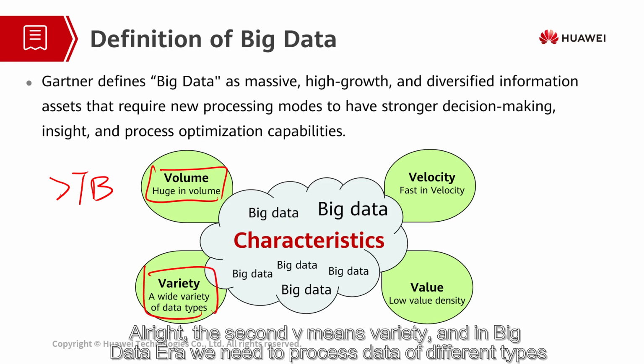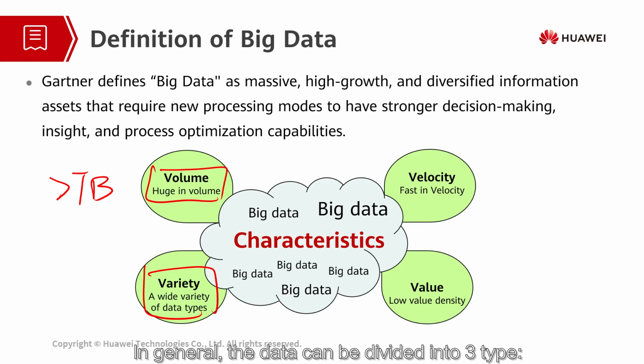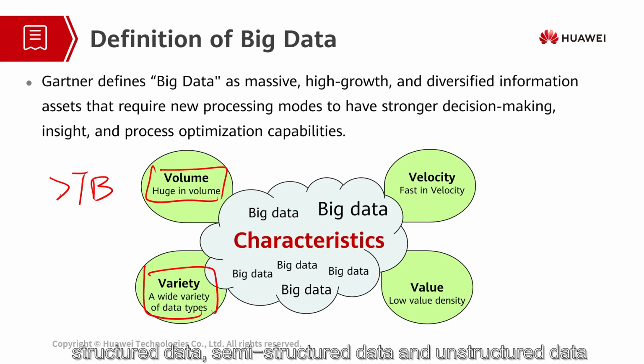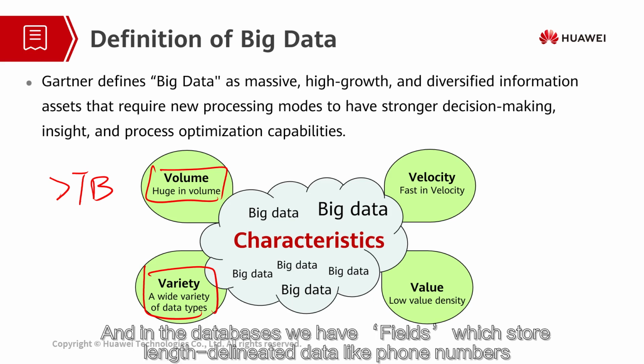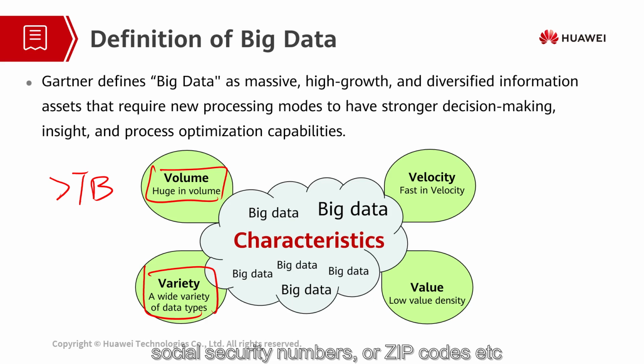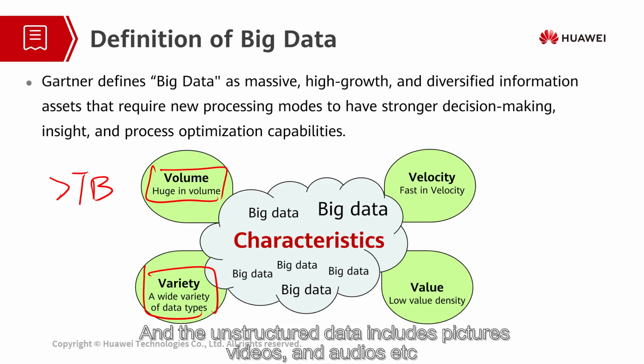In the big data era, we need to process data of different types. In general, the data can be divided into 3 types: structured data, semi-structured data, and unstructured data. The structured data usually resides in relational databases as 2-dimensional tables. In the databases, we have fields which store length-delineated data like phone numbers, social security numbers, or zip codes, etc.